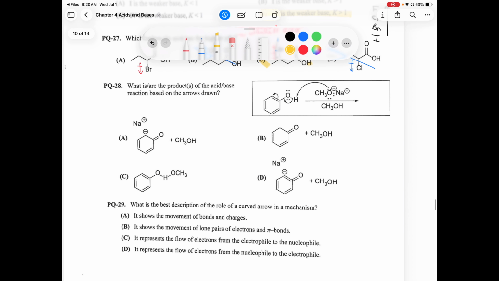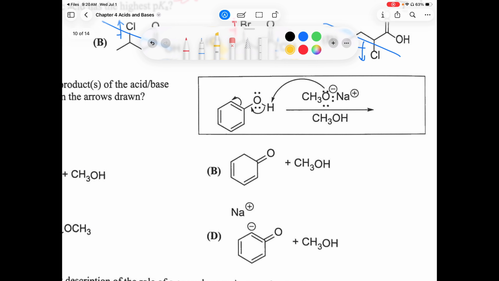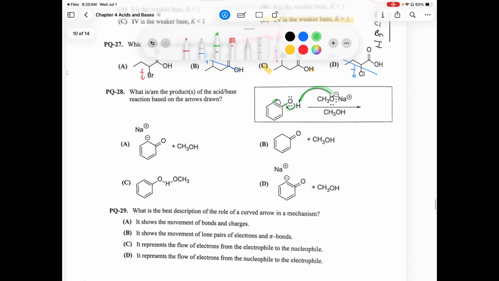Number 28, I like a little mechanistic question here. What are the products of the acid-base reaction based on the arrows that are drawn? So we've got methoxide, and the methoxide is going to abstract the proton from the phenol. Then they're showing a pi bond being formed here, and then we're going to have a lone pair over here. And so B is pretty close. We've got our pi bond, but it's missing the lone pair here, okay?